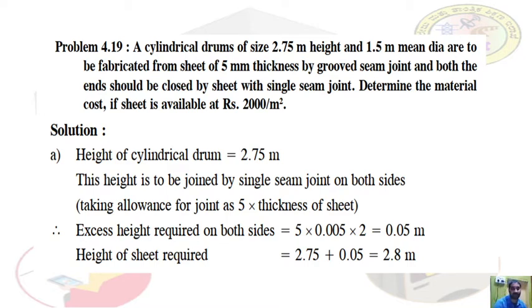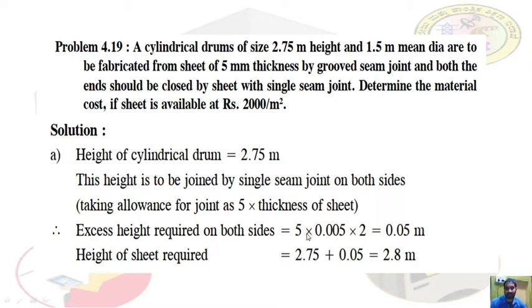So height wise, with a height of 2.75 meter, we require some extra material to make the closing of this drum, because we have to cover this drum. For covering this drum, we have to use single seam joint on both sides. So we require 5 times the thickness of the sheet for making a single seam joint. Thickness of the sheet is given by 5 mm, that is 0.05 meter.